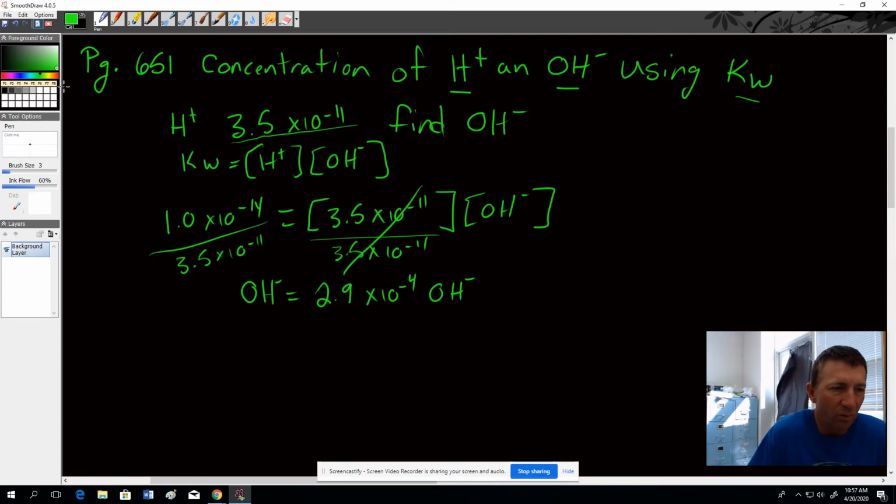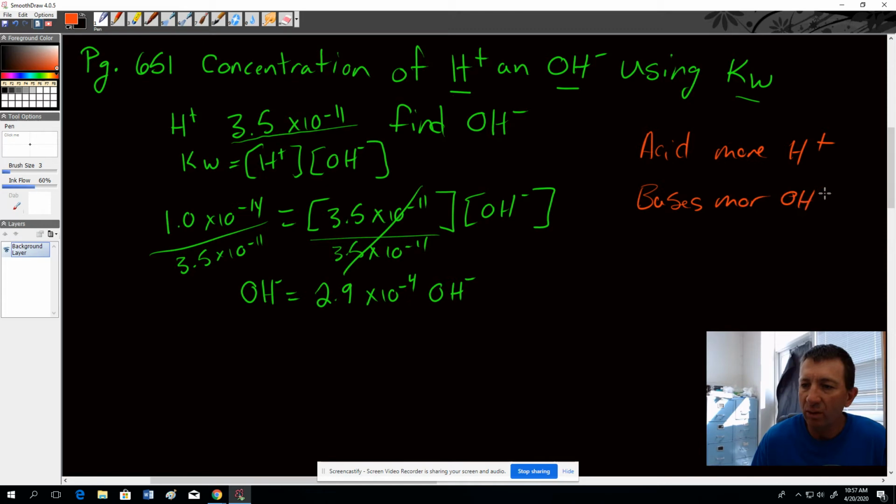Now let's also do whether it is an acid or a base. So just to review, remember acids have more H+ than OH-, and bases have more OH- than H+.